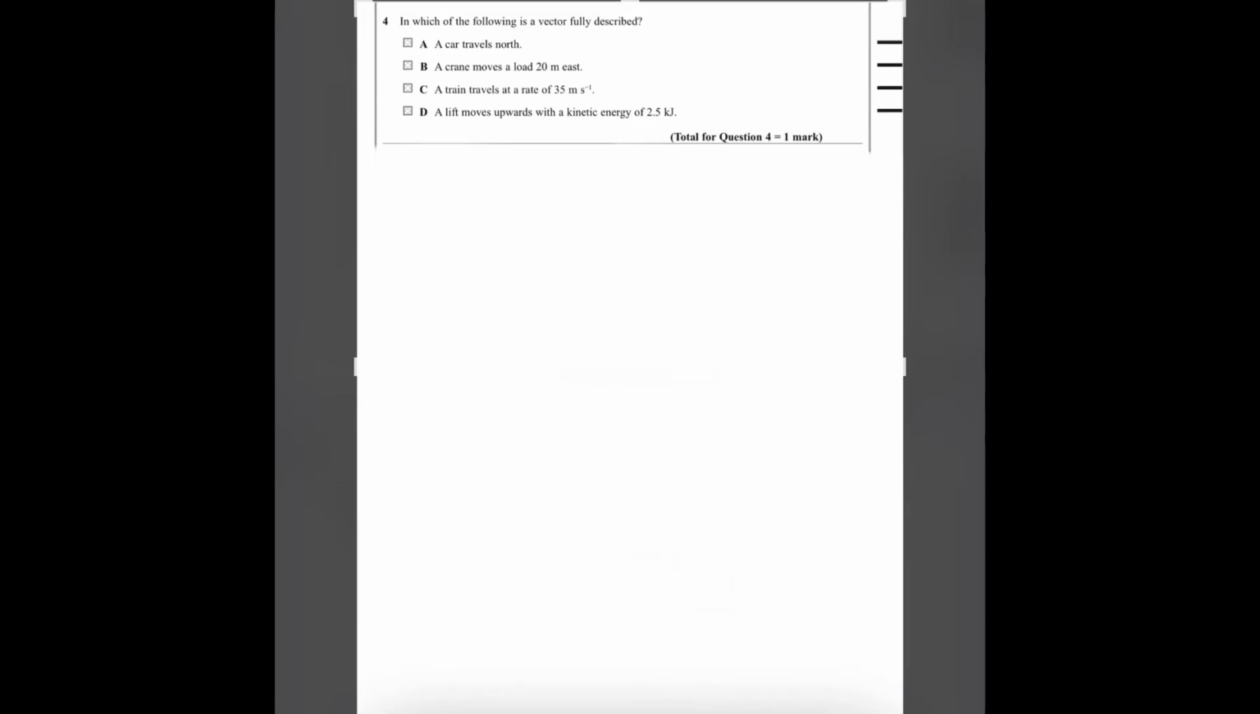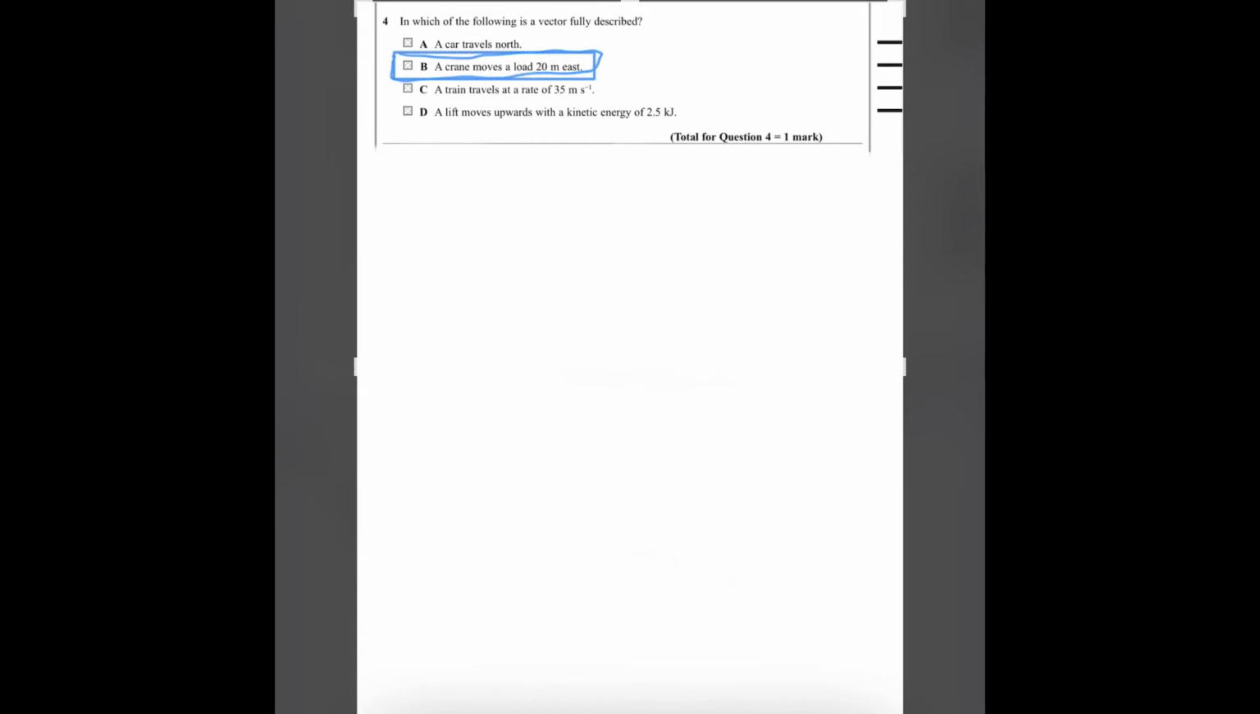For example, velocity: we can say that an object is traveling at 15 meter per second due north or due east. So 15 meter per second is the magnitude, and due east, due north, 30 degrees due south, these all are directions, right? So a vector quantity is one which has both magnitude and direction. Part A says that a car travels north, which only has direction, no magnitude. B: a crane moves a load 20 meters east. This is correct because 20 meters is a magnitude and east is a direction. So the correct option is B.